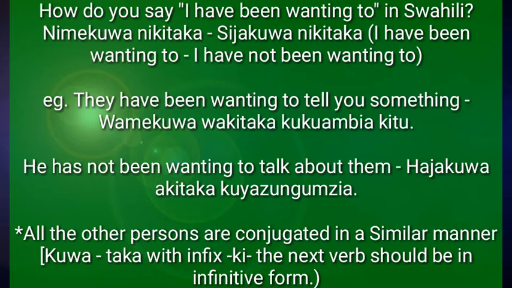Example, they have been wanting to tell you something. Wamekuwa wakitaka kukuambia kitu. He has not been wanting to talk about them. Hajakuwa akitaka kuyazungumzia. All the other persons are conjugated in a similar manner.